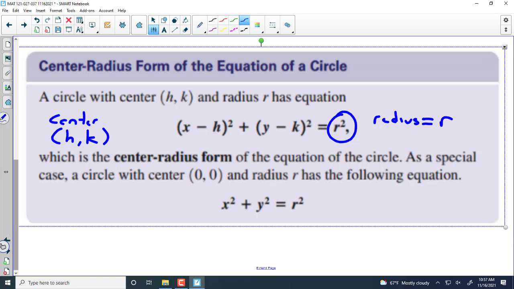So if someone gives us an equation, we can certainly draw the circle for it. The other thing we could do is, if someone gives us the center and the radius, we could write the equation ourselves. We just need to go backwards. Are we okay so far?